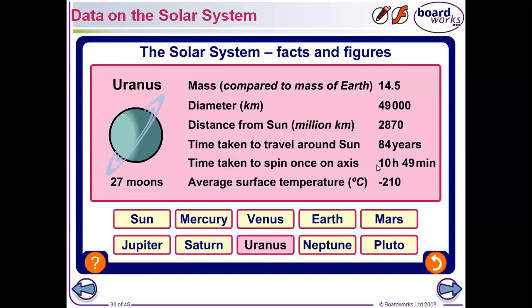Okay, so it takes 10 hours 49 minutes for it to spin around its axis, and it's 4 years to travel, and it has few moons and few rings. Then Neptune, also an ice giant like Uranus. Neptune has a lot of concentration of methane, okay, and some other gases like hydrogen, helium, and so on.